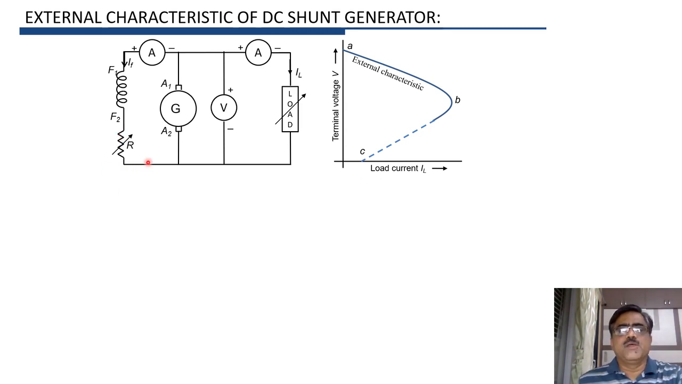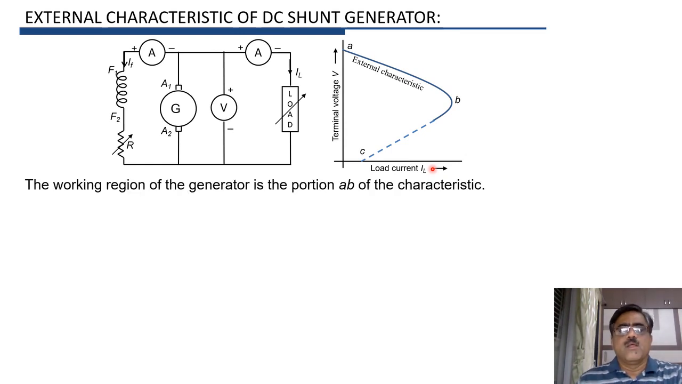Let us now see how the terminal voltage V varies for large values of load current IL. Now the portion AB of the characteristic, this portion AB, is the working region of the generator. Means the generator always works in portion AB and it is the stable region, and it never works in this unstable region BC.